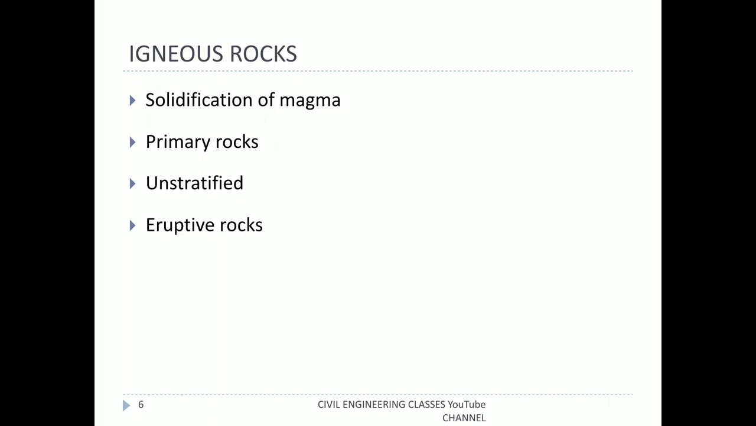The igneous rocks are basically the primary rocks because all other rocks are formed from these igneous rocks. It is unstratified in nature. We will see this term later in this video. Next, they are eruptive rocks because they are formed by the eruption of the magma out to the earth's surface. The igneous rocks examples are granite, basalt, trap, and dolerite.